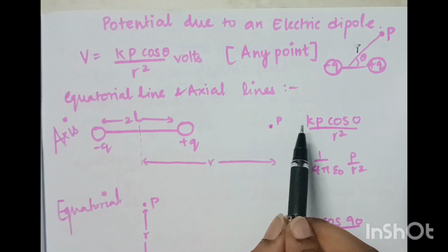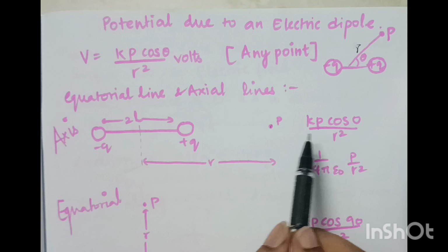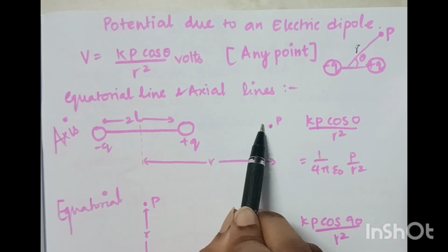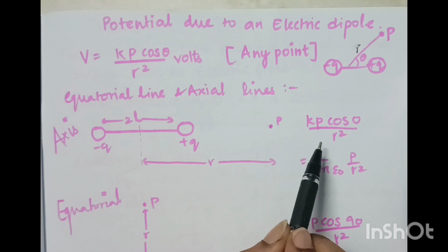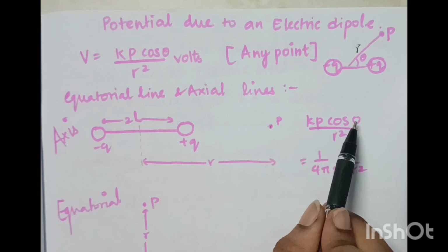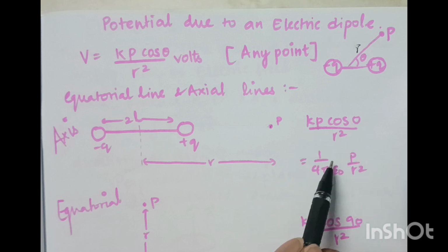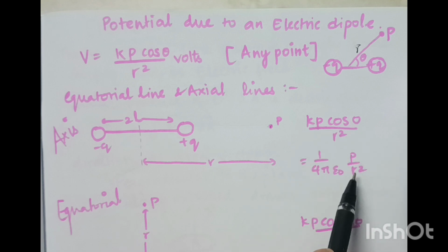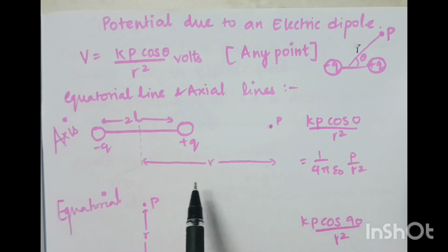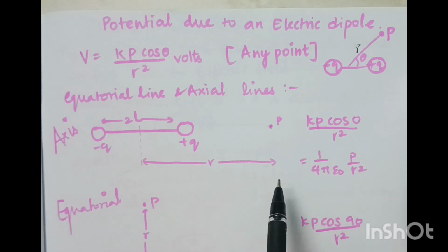Now here we know it is k p cos theta by r square. This is the direction of r and this is the direction of the dipole moment, so the angle made between them is 0. So it is k p cos 0 by r square. Cos 0 is 1, so it is just k p by r square. That is 1 by 4 pi epsilon naught, p by r square. So this is the electric potential at the axial line because of a dipole.